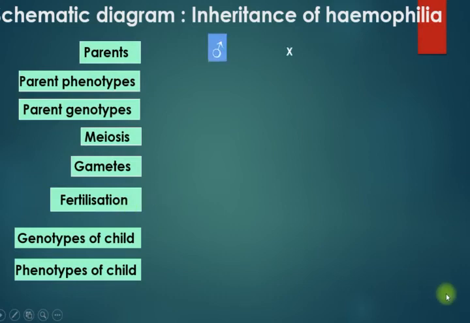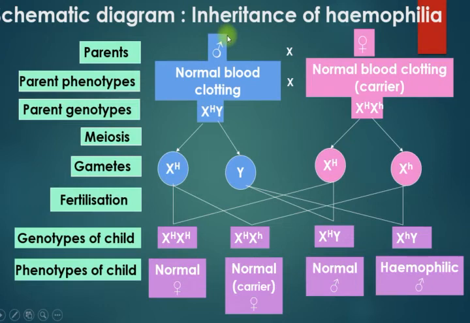Now look at the example of the schematic diagram of inheritance in hemophilia. The parents consist of the father and the mother here. The phenotype of the father is normal blood clotting. The genotype of the father is X big H Y because he is normal. Big H refers to the dominant allele that causes the formation of blood clotting, so he shows normal blood clotting.